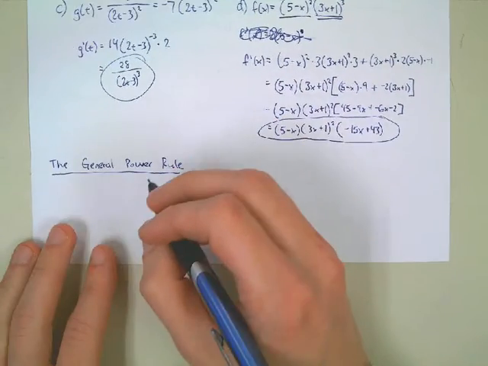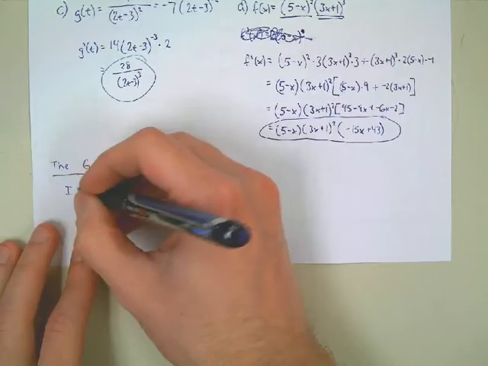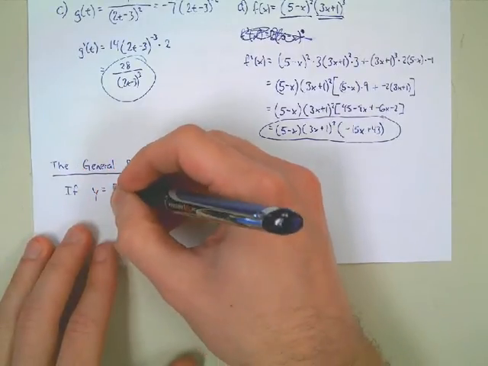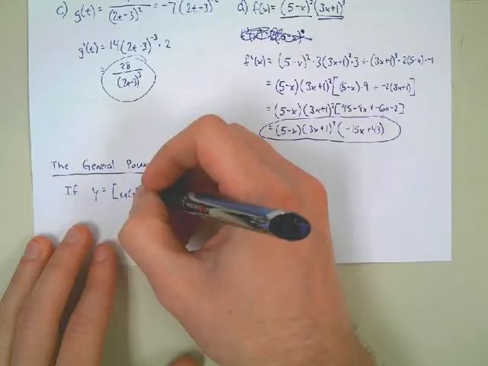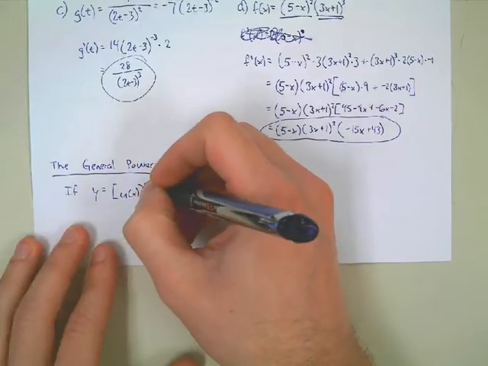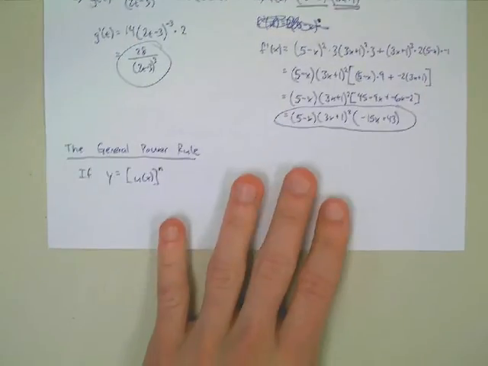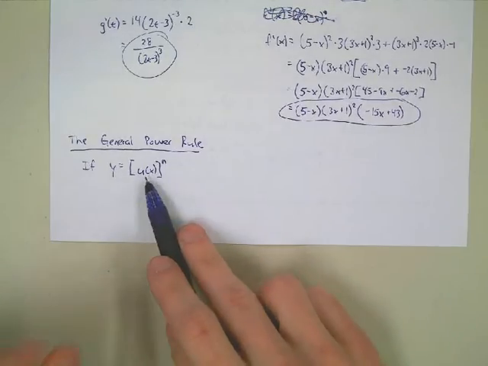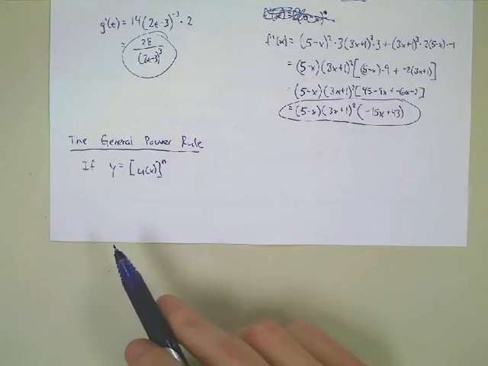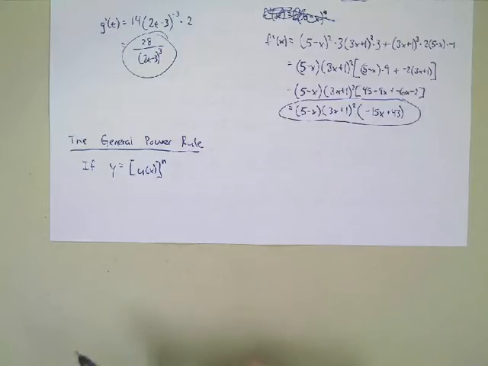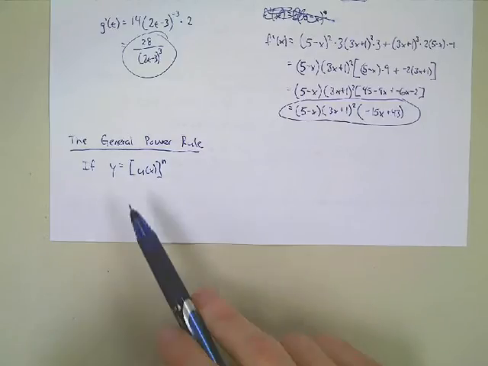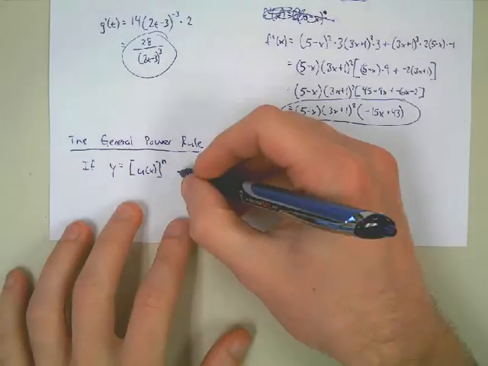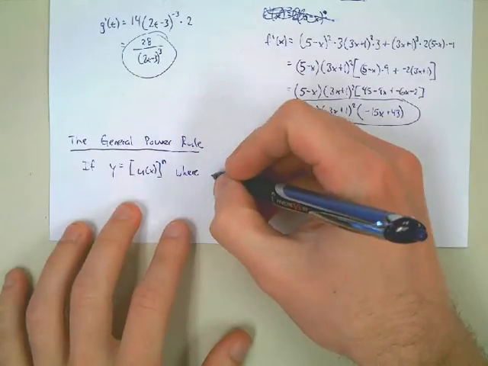So if y equals, now not just x to the n. Remember, our old power rule was if y equals x to the n, and then we took the derivative of that. Now we're saying if y equals some function u to the n power, where u is a differentiable function of x.